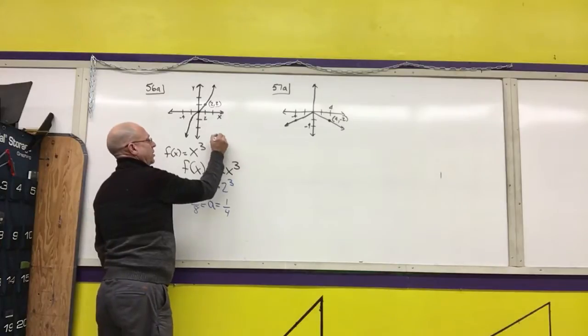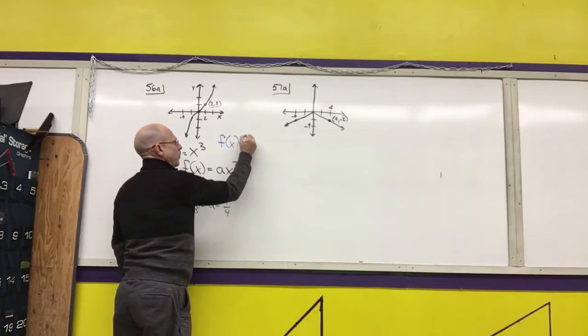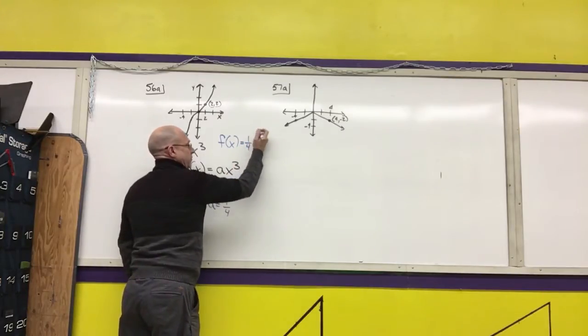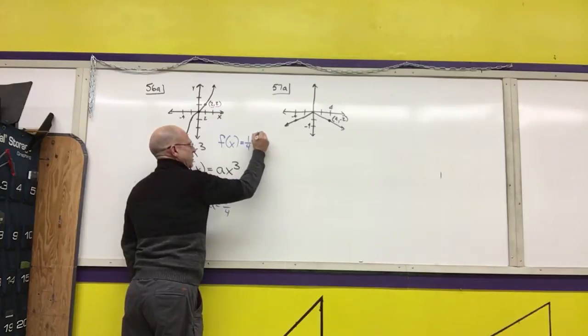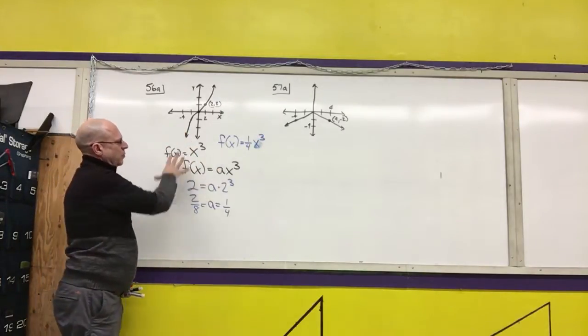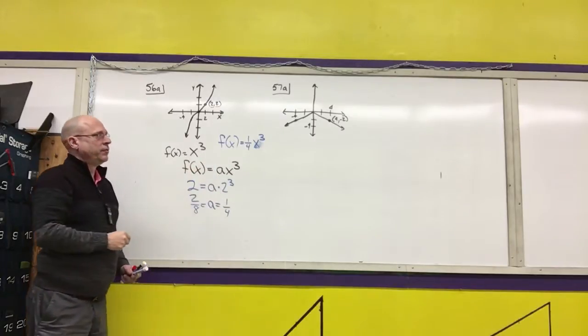So my final function would be f of x equals 1/4 x cubed. So you write as much as you can about the transformation, and then you fill in numbers.